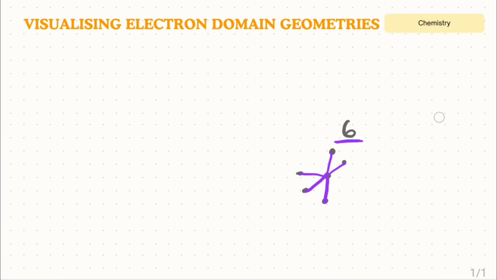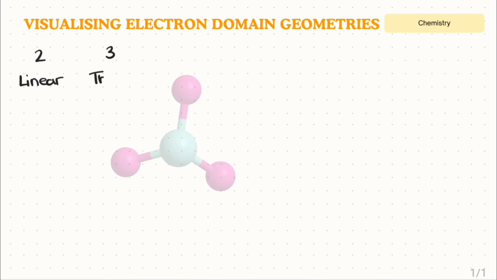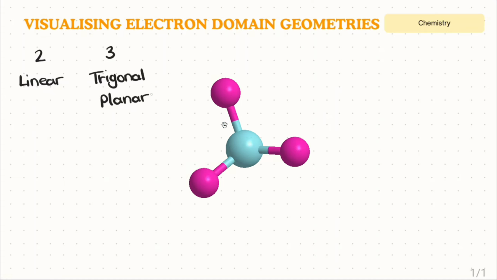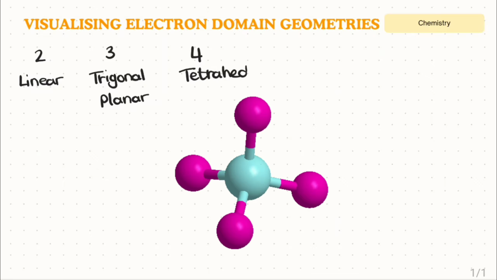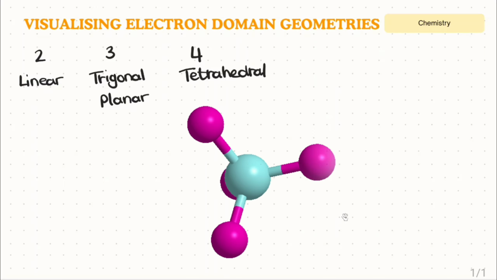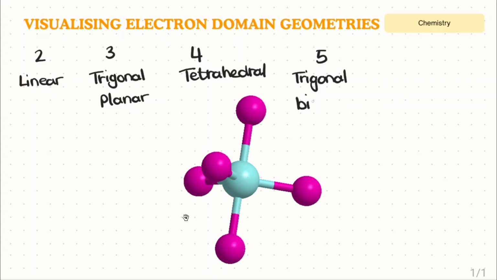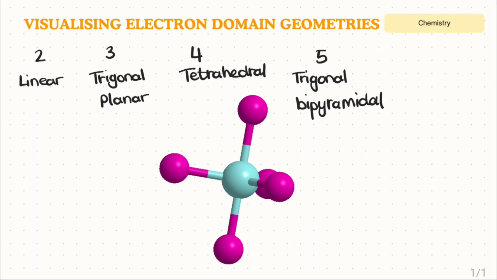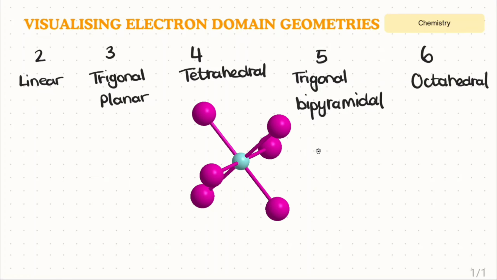So that was our electron domain geometries. To summarize, we have 2 domains. That's a linear electron domain geometry, and it looks like this. We can have 3 domains, and our electron domain geometry is trigonal planar, and it looks like this. We can have 4 domains, and that's tetrahedral, and it looks like this. We can have 5 domains, and that's trigonal bipyramidal, and it looks like this. We can have 6 domains, and that's octahedral, and it can look like this.